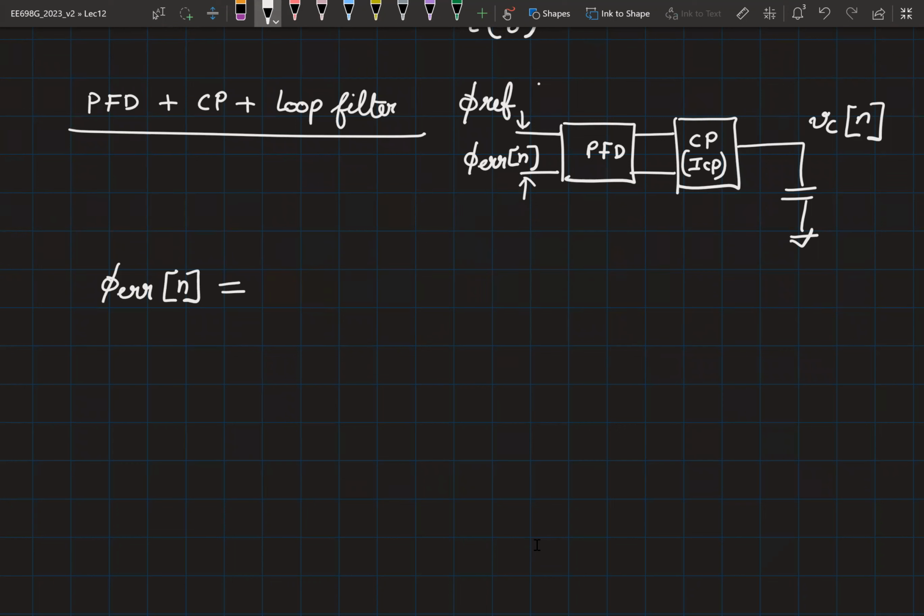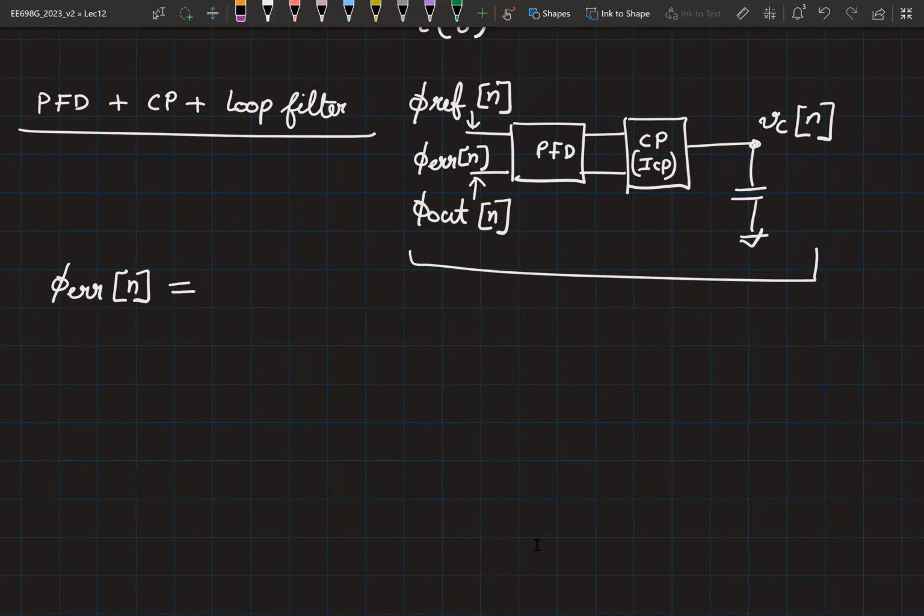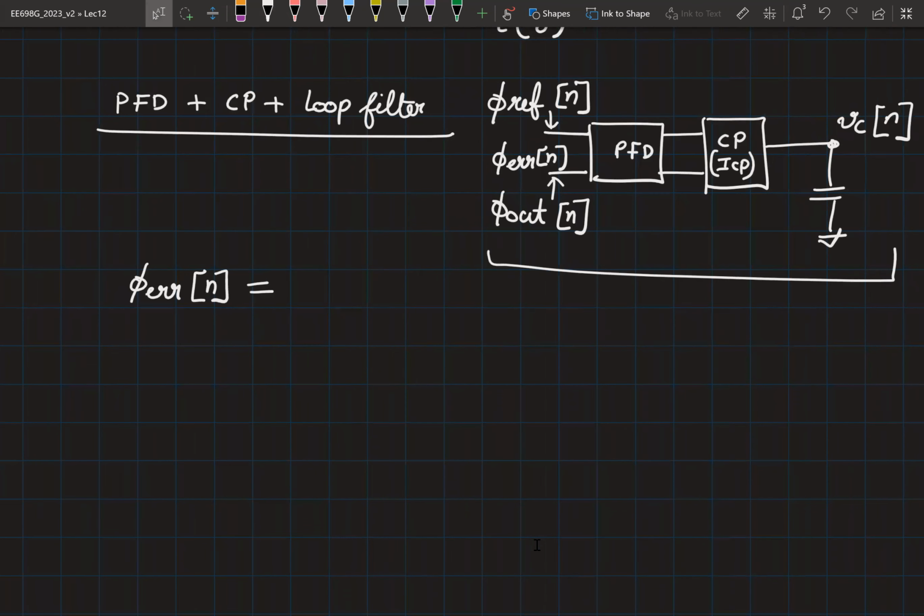So this is phi ref of n. And here you have phi out of n. In terms of these two, can you tell me the expression? VC n minus 1. Why? Okay. That is correct. But now I have this thing in open loop, right? I'm modeling only this part. Summation of. So phi error of n in terms of phi ref of n and phi out of n.